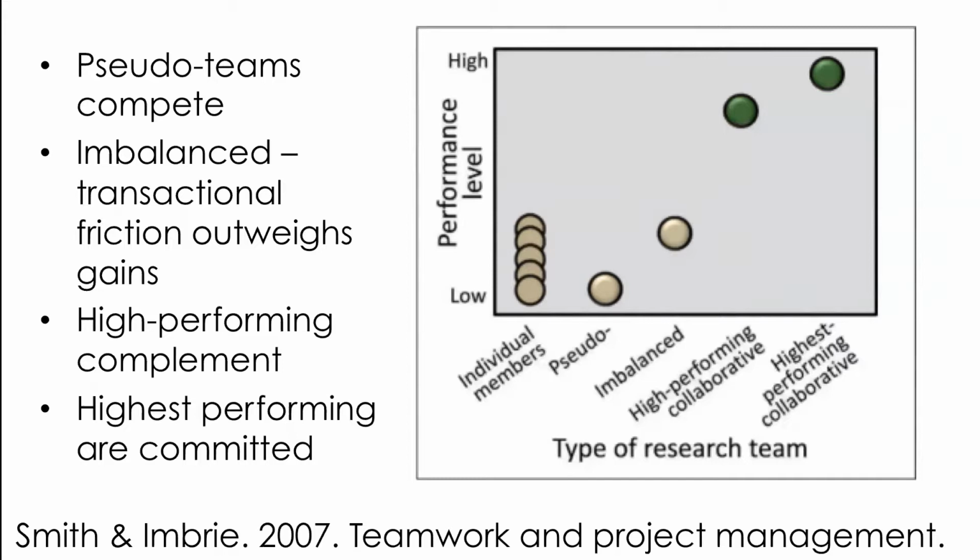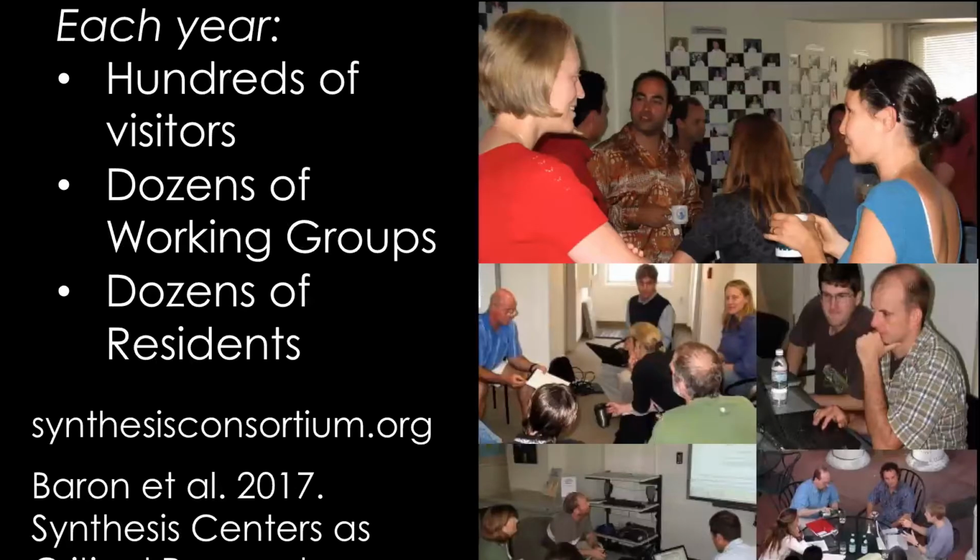And I think one of the things that Smith and Embry say about them is that these are the teams that really care about each other. You see them doing things that look a little bit altruistic. There's no clear benefit to the way that they're helping each other in the moment, but it's because they're committed. They're committed to each other's success above and beyond what you would simply see in a complementary team that respects each other. You see something more coming out of these highest performing teams. So the synthesis centers give us a chance to study some of this gradient.